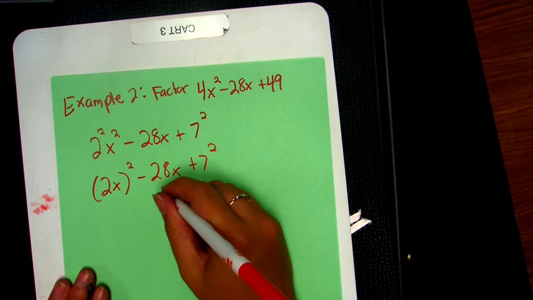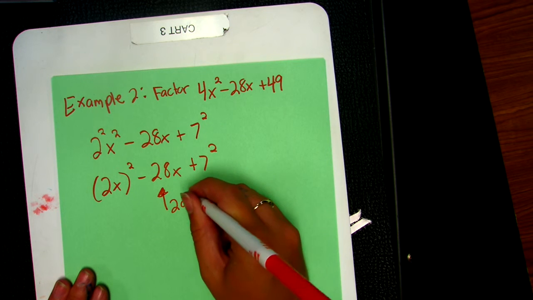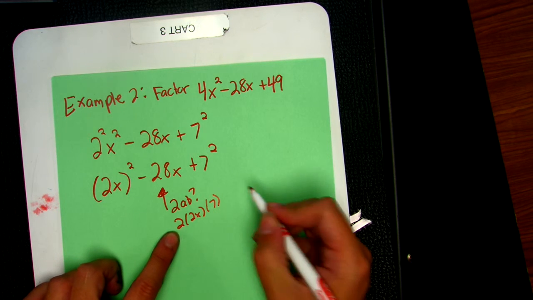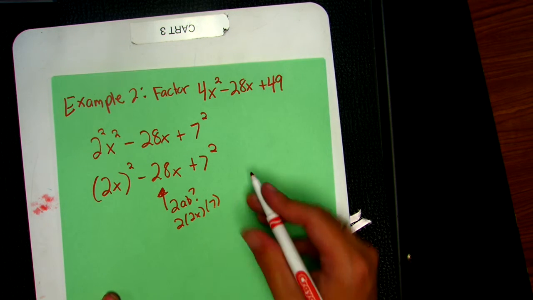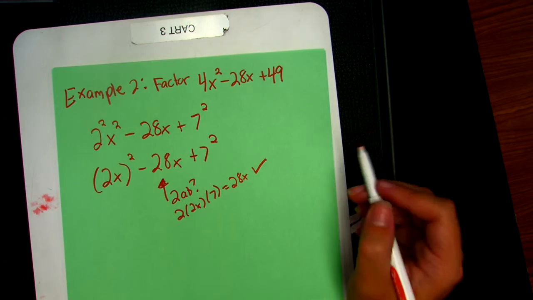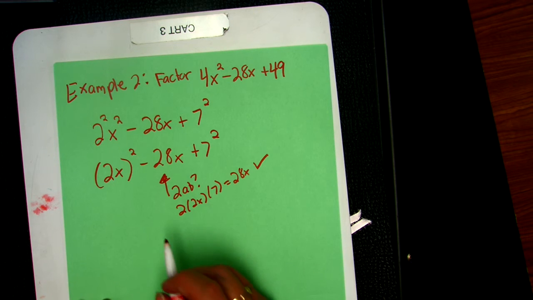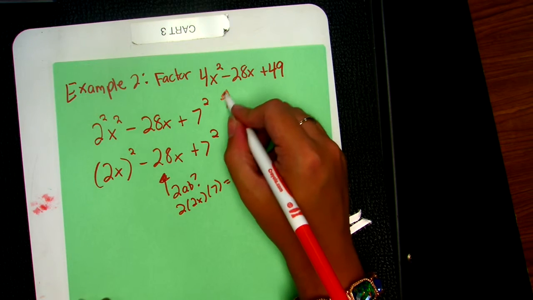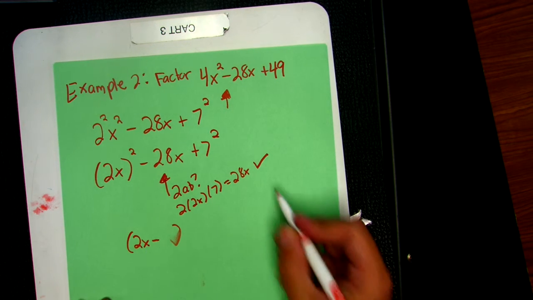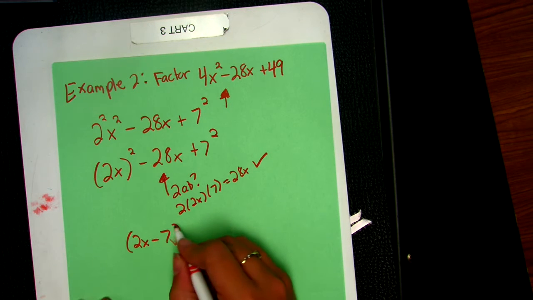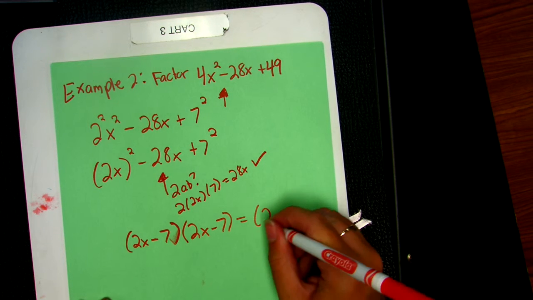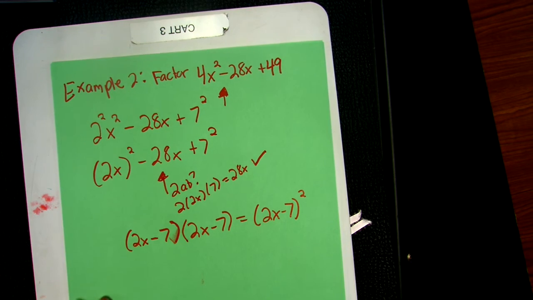Now we need to check. Is this the same as 2ab? So our a is 2x and our b is 7. So 2 times 2 is 4, 4 times 7 is 28. So it does check. Okay, so we're good, which means that we can rewrite this as a minus b, because remember we have a subtraction here. So our a is 2x and our b is 7. So we have 2x minus 7 times 2x minus 7, which is the same as saying 2x minus 7 squared.